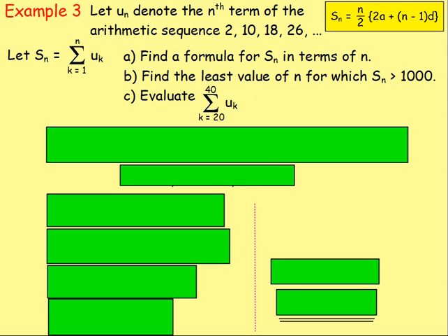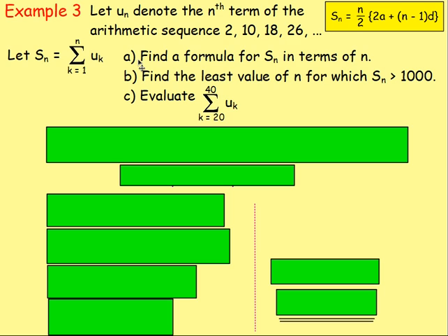Example 3. Let un denote the nth term of the arithmetic sequence 2, 10, 18, 26, and let Sn equal the sum of uk going from k equals 1 all the way up to n. In other words, Sn is going to be equal to u, and we're starting off replacing k with 1, so it'll be u1 plus, because this is sigma, the sum of, u2, then replace it with 3, so it'll be u1 plus u2 plus u3 plus u4 all the way up to un.